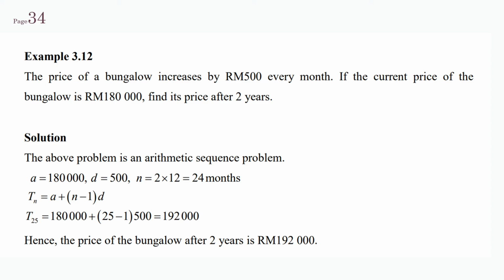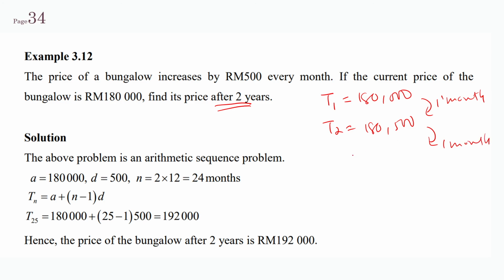The price of a bungalow increased by 500 every month. If the current price of the bungalow is 180,000, find the price after 2 years. Okay, now in this question, the thing you need to pay attention to is the "after 2 years". Let's say we have our current month at 180,000. After 1 month, I have T2 is 180,500, and then another 1 month is our T3.